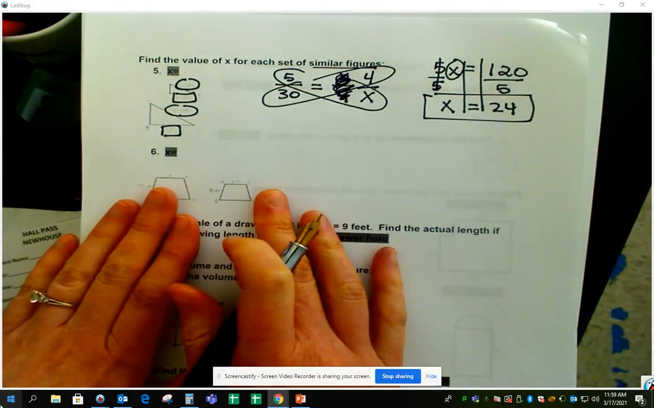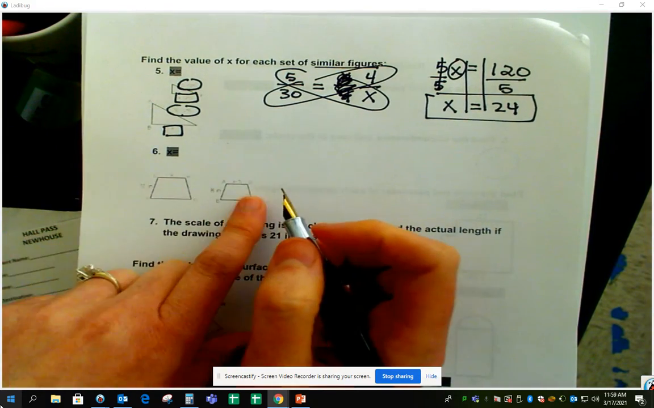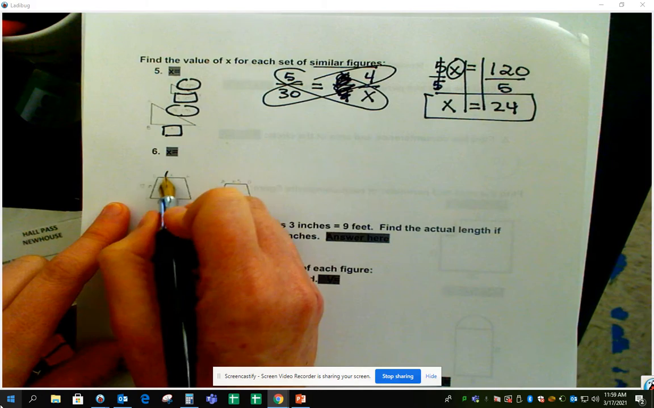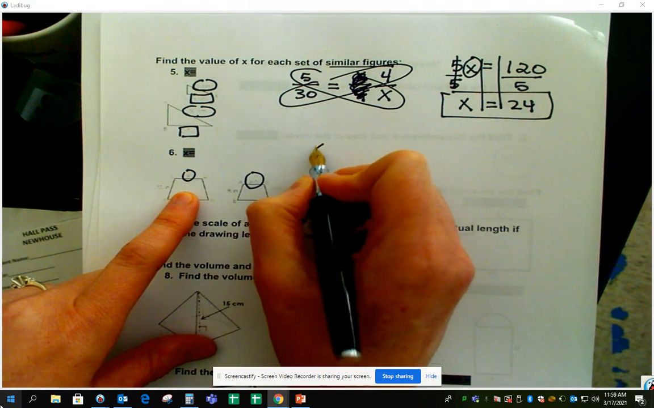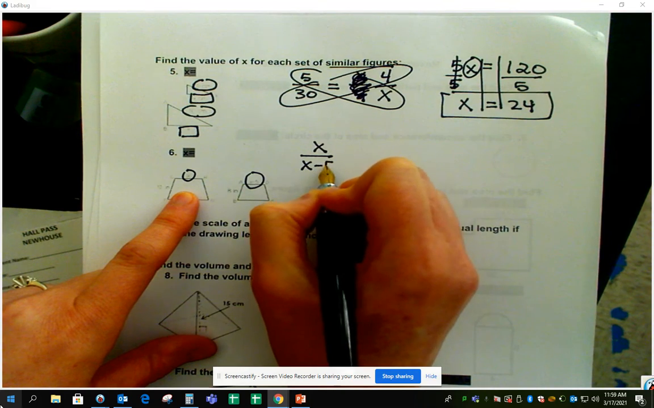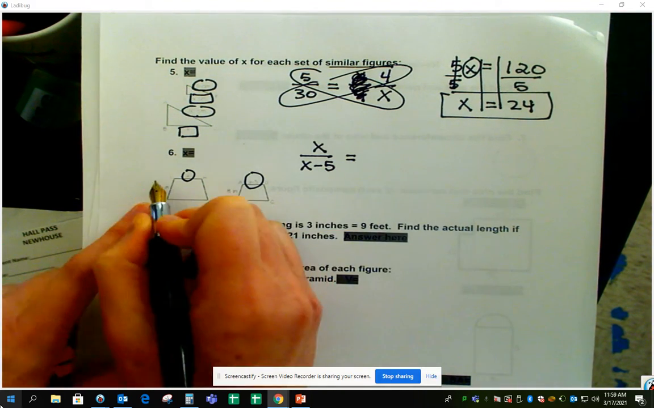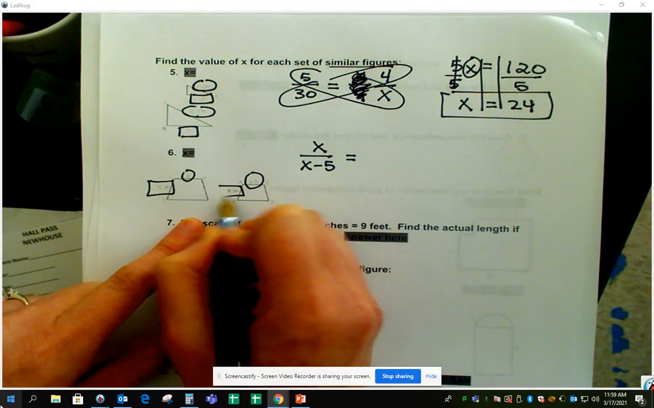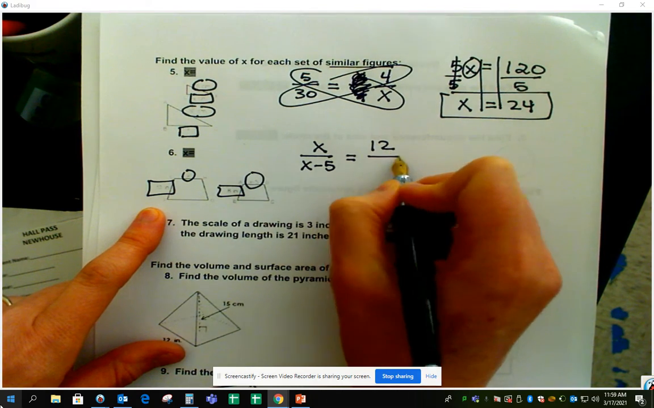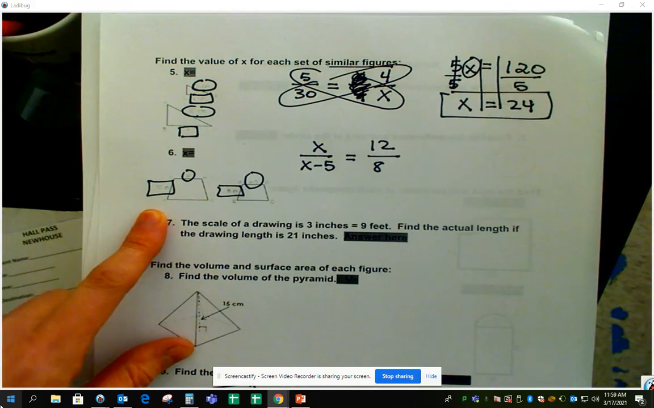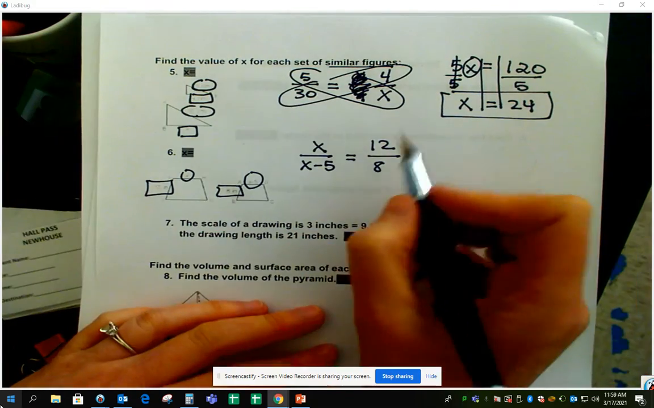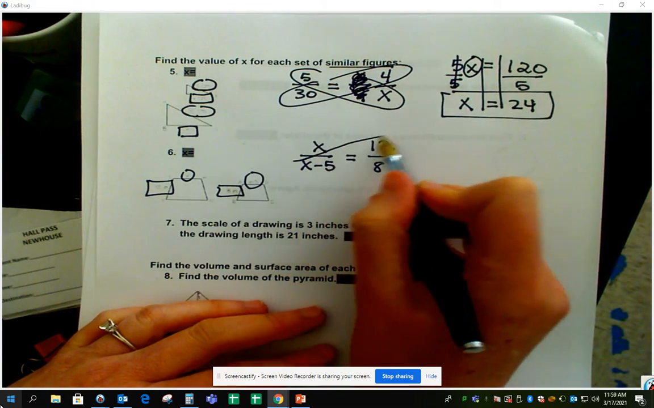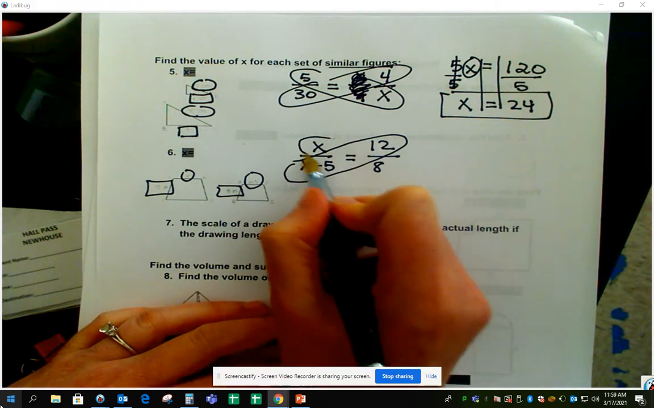All right, now for this next one, remember I want to match up the two sides. So I've got X and I've got X minus 5. So I'm going to do X over X minus 5. And then the same thing over here. I've got 12 and I've got 8. So 12 over 8. Just make sure that you keep it consistent. We don't want to flip-flop our proportion, we'll get the wrong number. Then we are going to cross multiply.